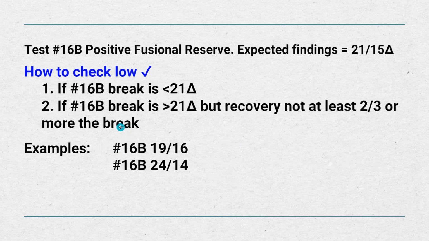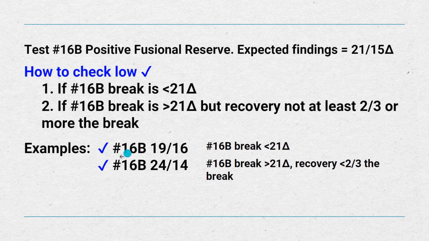And then, how do we check for low? Muna siya if ang 16B nato na break is less than 21. Or it can be na ang 16B break is more than 21 siya, pero ang iya recovery is not at least two-third or more the break. Okay, for example, example nga rin. So, sa first example, ang 19 nganhi is lesser than the expected. So, we need to check it low.